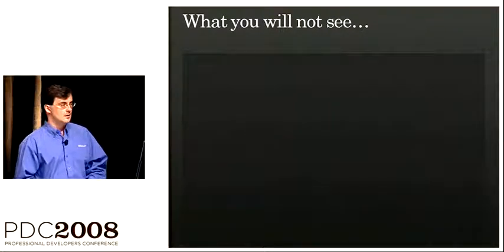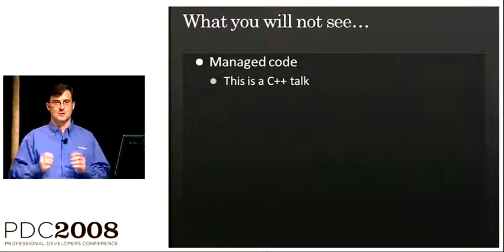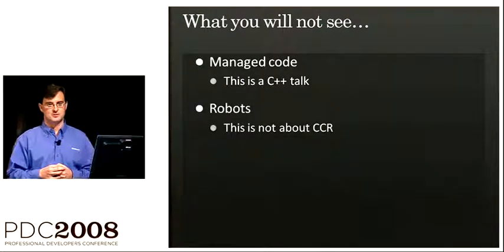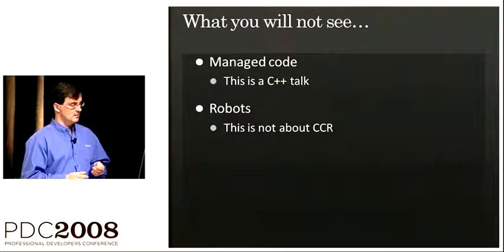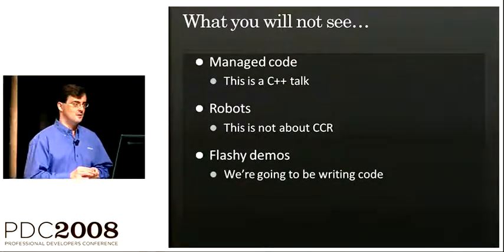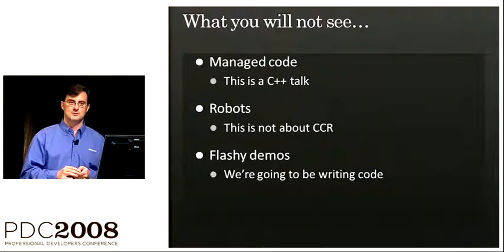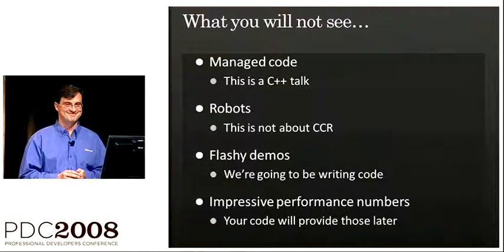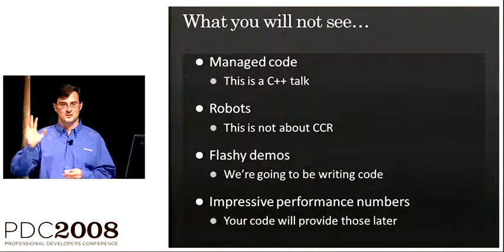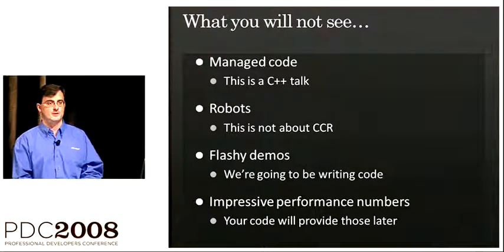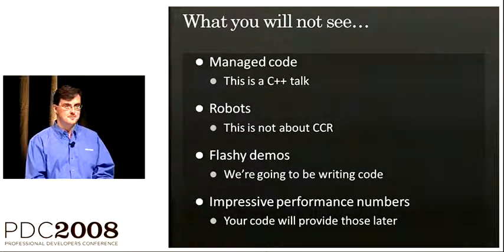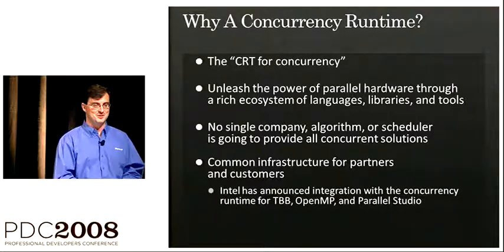What you will not see is managed code. This is a C++ talk, so if you were hoping for something else, then I won't be offended if you leave. You will not see robots. This is not a talk about the CCR. We're going to see one demo, but it's not going to be much about flashy stuff. We're going to be writing code in this talk. And we're not going to see impressive performance numbers. This is not one of those talks. This is about how your impressive code and algorithms can be built with our infrastructure. And so you'll be providing the impressive numbers later. Well, I don't want to waste people's time, so it's better to be upfront about it.